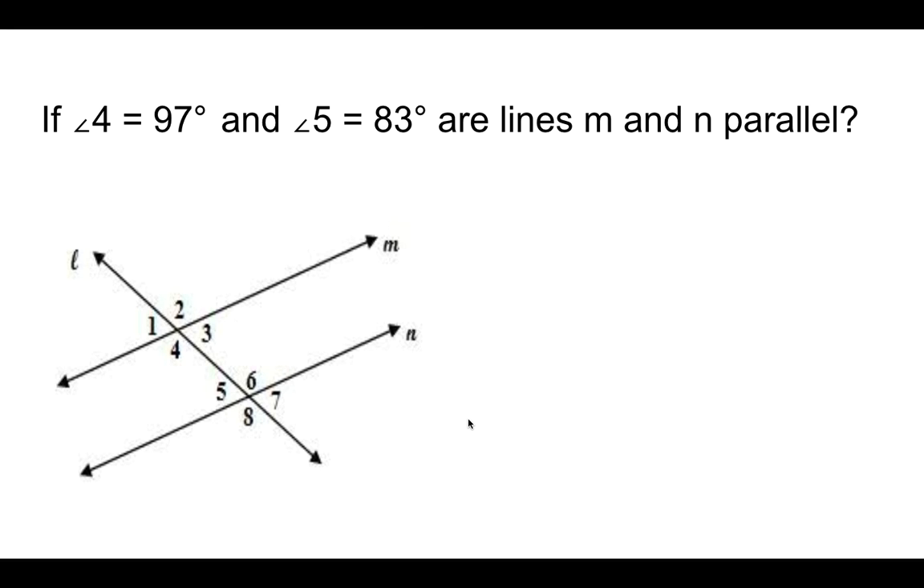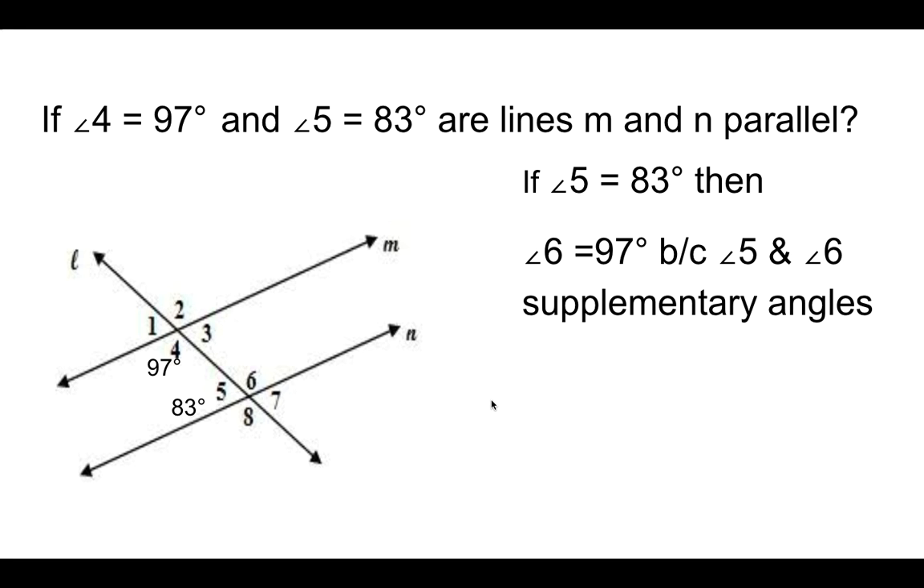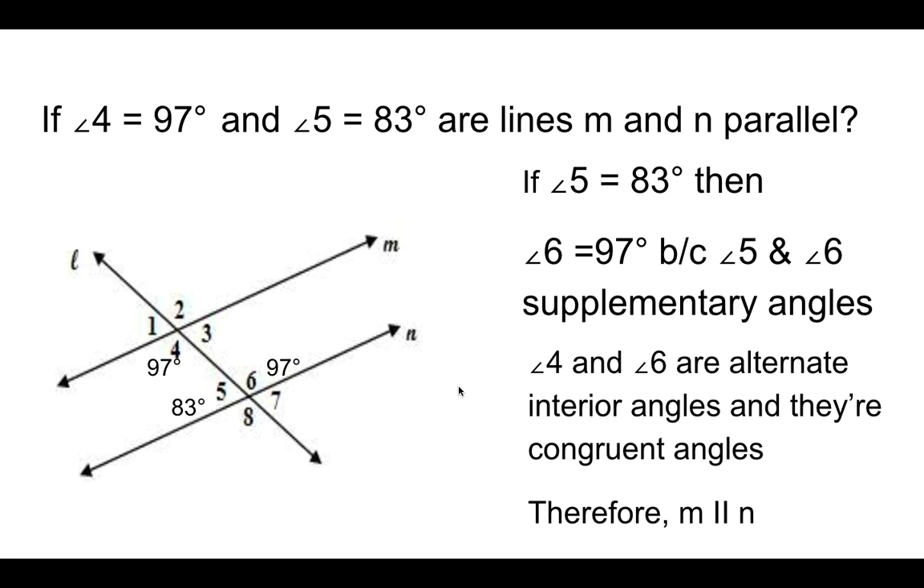Okay, now I'm going to say angle 4 is 97 degrees and angle 5 is 83 degrees. Are these lines M and N parallel? So let's take a look. If I go ahead and again fill in what I know, angle 4 is 97 degrees, angle 5 is 83 degrees. If I know angle 5 is 83 degrees, then I can say angle 6 is 97, because if we look, 5 and 6 are supplementary angles. So by definition, they're going to add up to 180. So I know that angle there is 97. Now that I have that filled in, I should notice that 4 and 6 are alternate interior angles, and they are equal, so that tells me M and N are parallel.